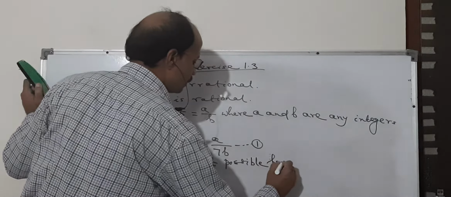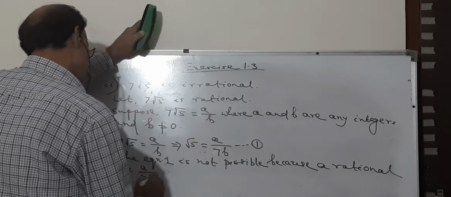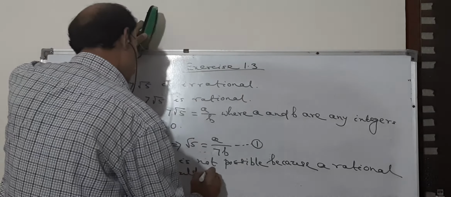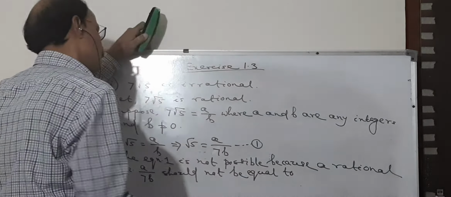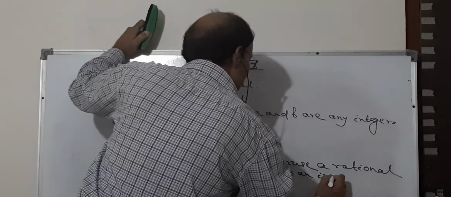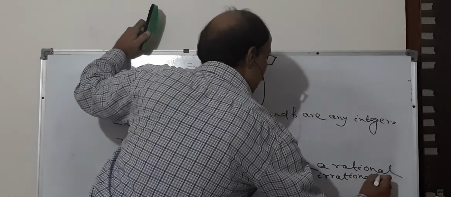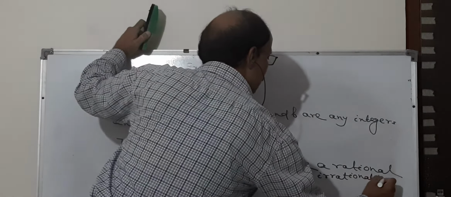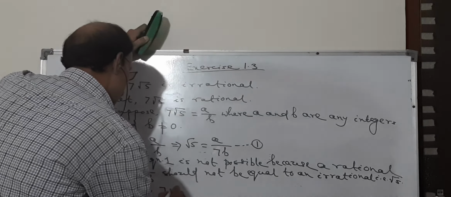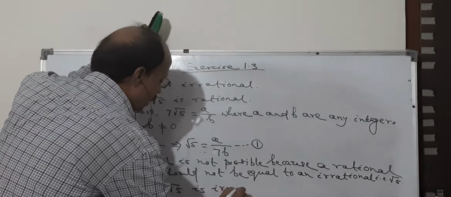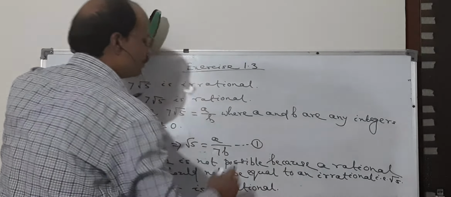So let's write: equation 1 is not possible because a rational, that is a upon 7b, should not be equal to an irrational, that is root 5. Hence 7 root 5 is irrational.